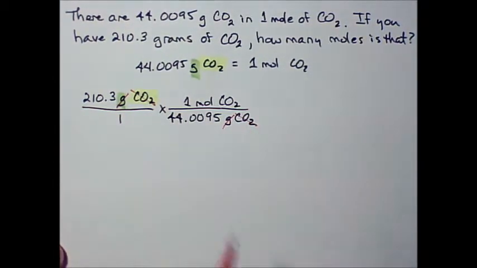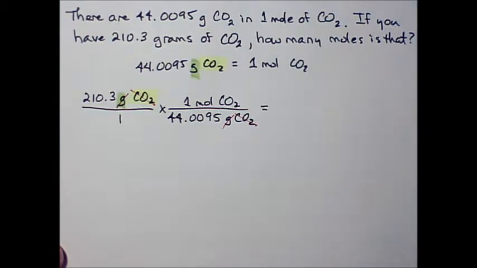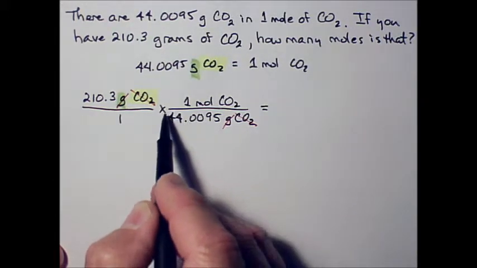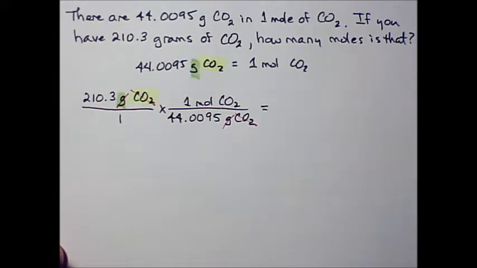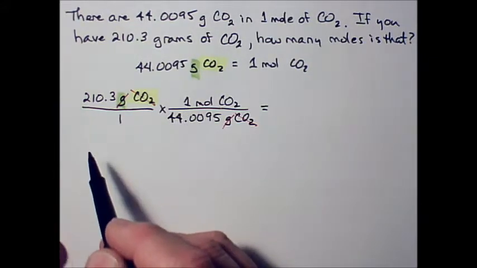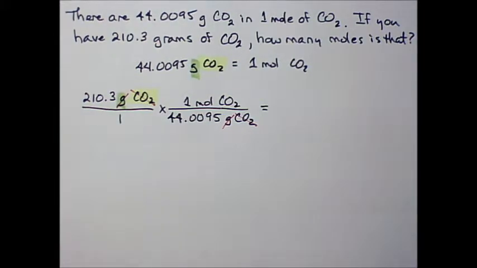CO2 cancels out. We're ready to finish the problem now. Okay? And so I have a number on the top here and a number on the bottom here that are measured numbers. These ones, we're multiplying and dividing by 1 just gives you the same number, so we can kind of not even worry about those ones. They're placekeepers, sort of.